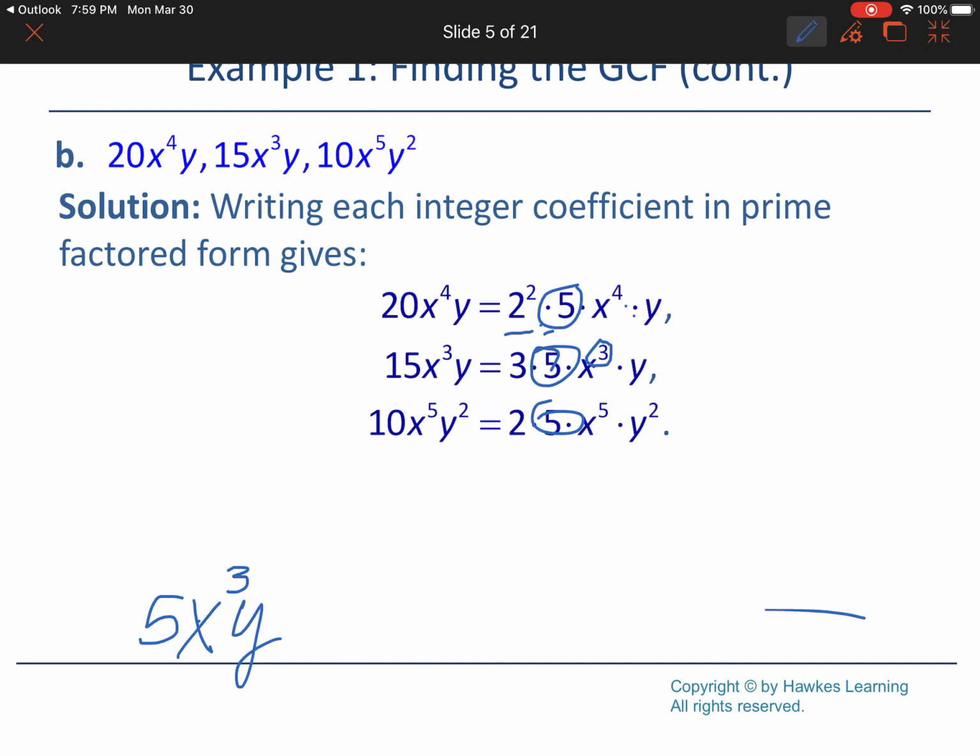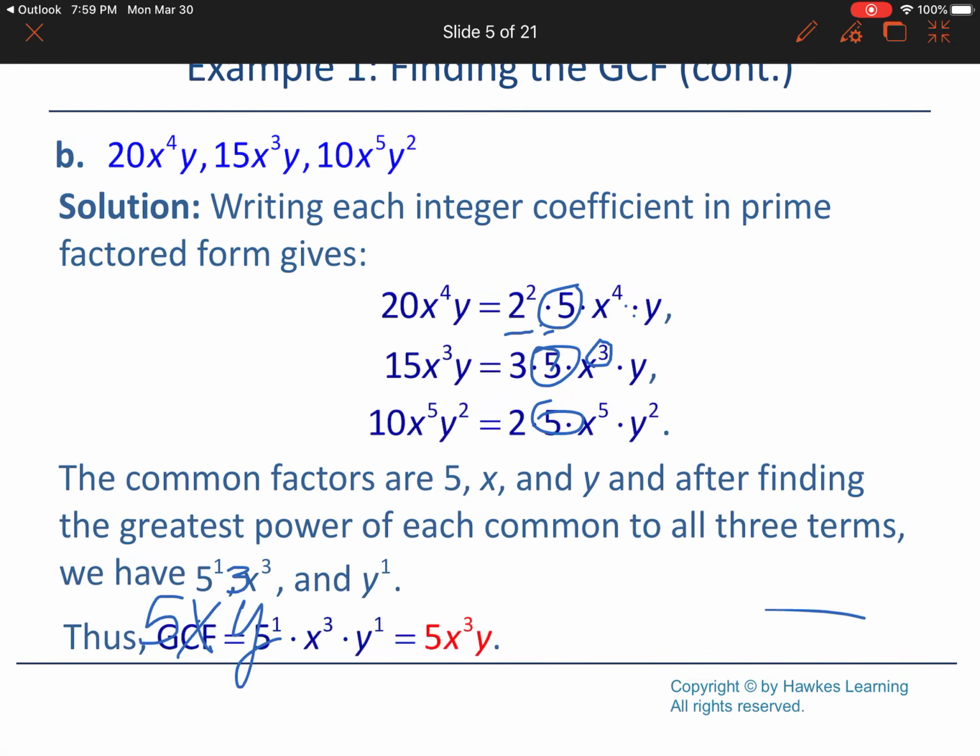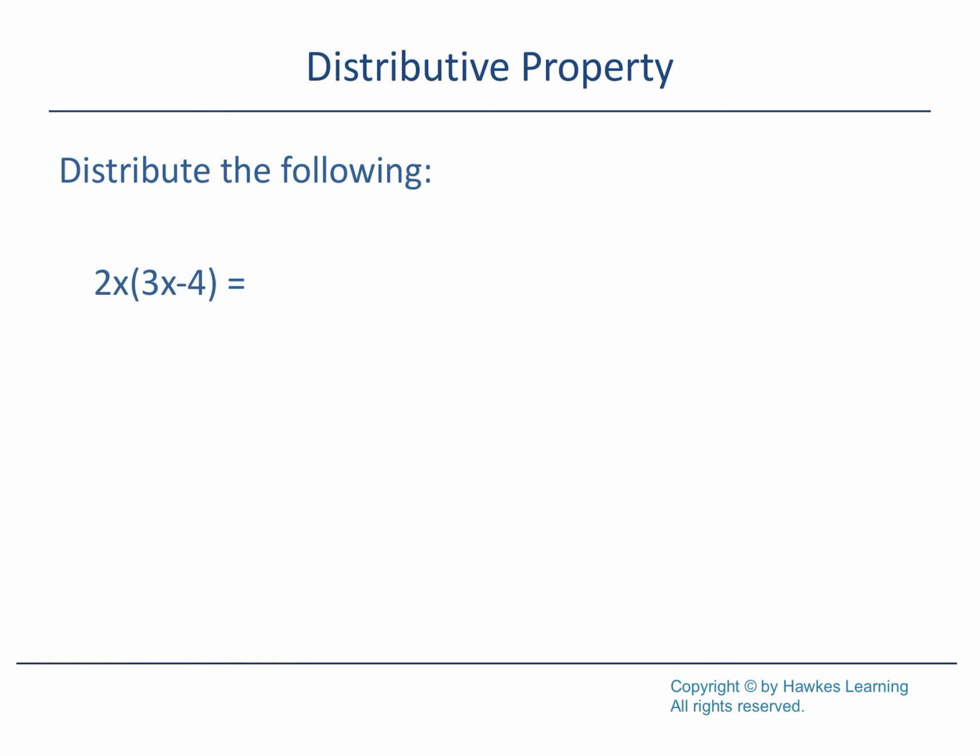And then in the y's, they all have a y. The first two only have 1 y. The third one has 2, but we can only take as many as they all have. So it's just y to the first power. And that is our greatest common factor.